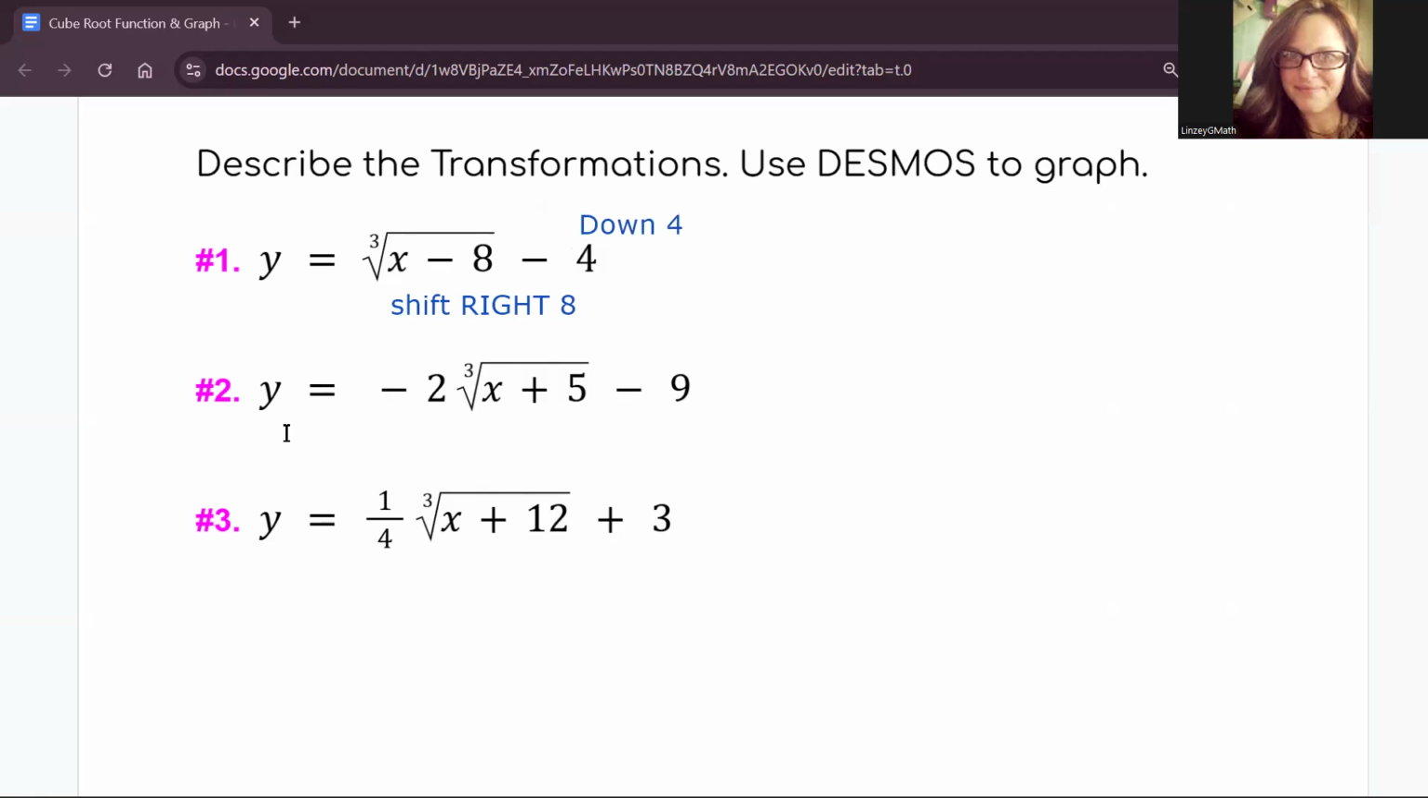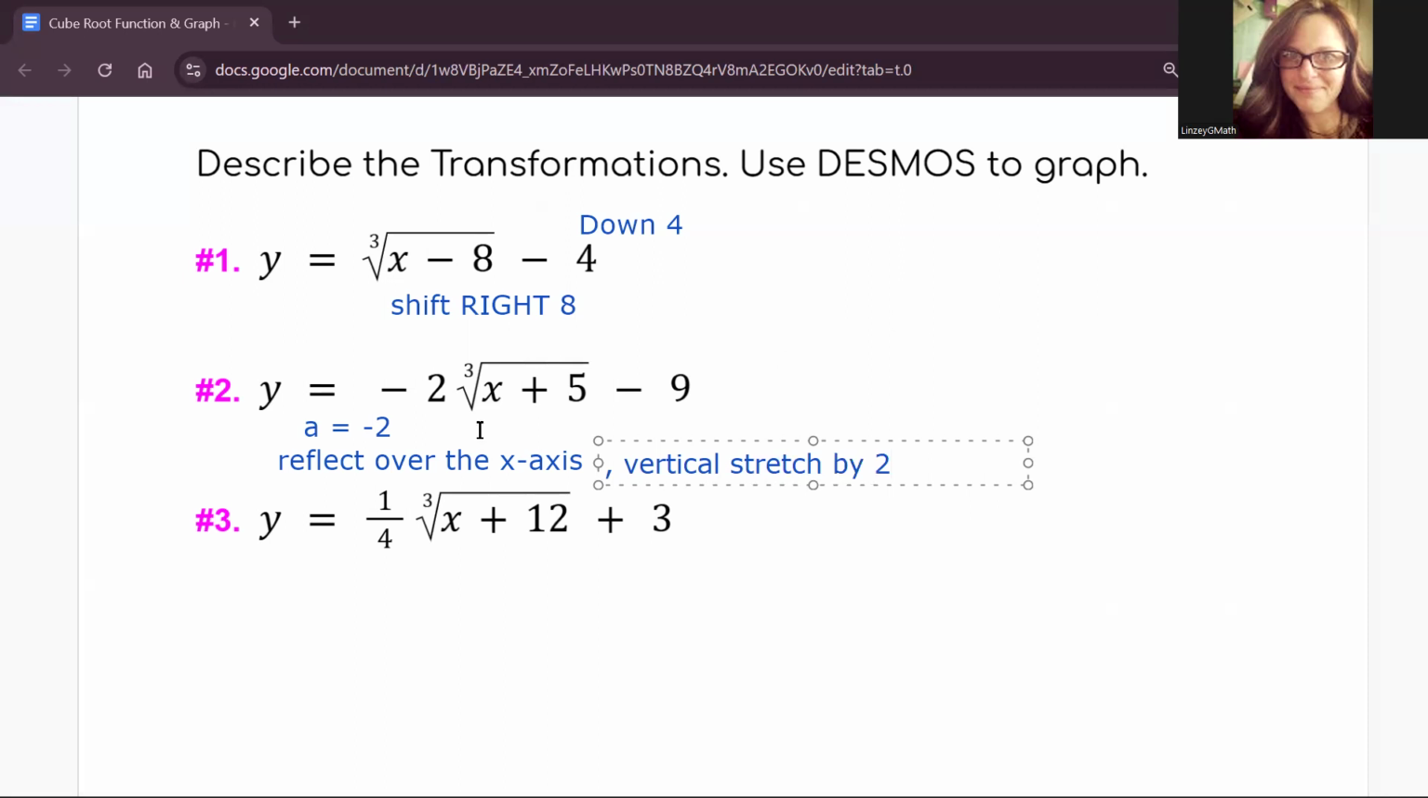Number 2, we have A is -2. Since A is a negative, we're going to reflect the graph over the x-axis vertically. And then a vertical stretch by a factor of 2. The +5 is going to shift the graph to the left 5. And then the -9 on the outside of the radical, we're going to go down 9.